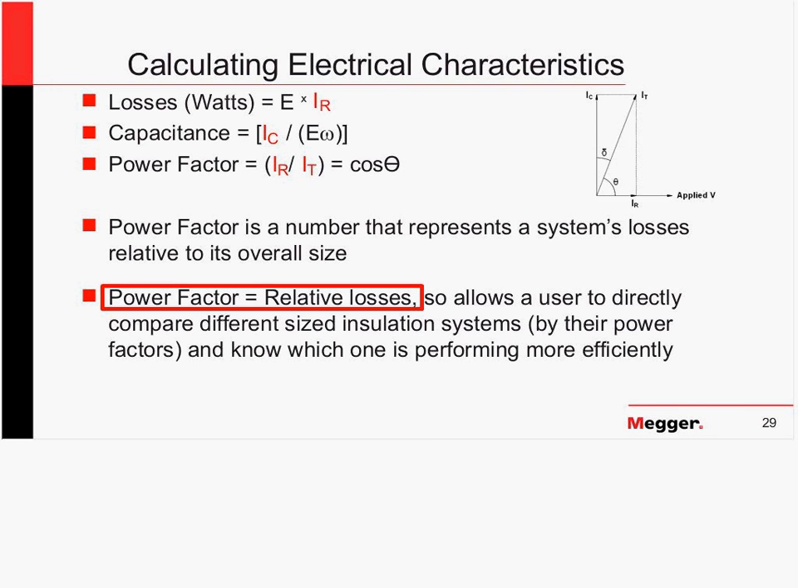But then power factor came along, and power factor reported a system's losses relative to its overall size. So power factor is relative losses, so suddenly I could take similar insulation systems that were different sizes and yet compare power factor results because it reported relative losses. So that was the value of that parameter.